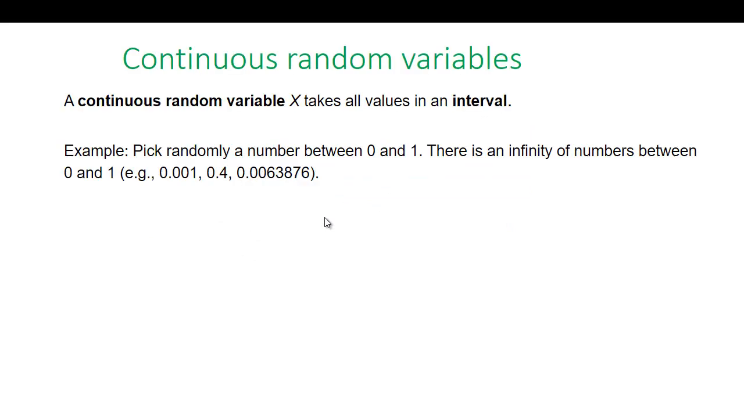All right, so a continuous random variable x is one where it takes on values in an interval. So x takes on a continuum of values. For example, pick randomly a number between 0 and 1, then there is an infinity of numbers between 0 and 1. So if I'm picking a number randomly between 0 and 1, then x could be any value between 0 and 1. So that's going to be a continuous random variable.